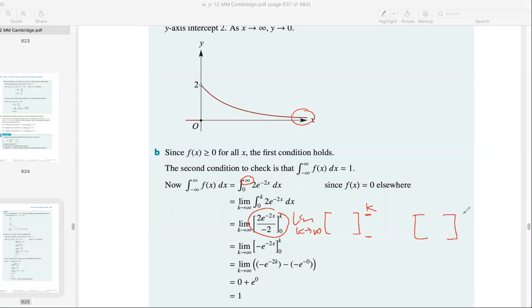Either you can do this from 0 to k, or use the limit as k approaches negative infinity. Okay, that's just the notation we emphasize here. So it simply means the square brackets for the upper and lower boundaries cannot take infinity.